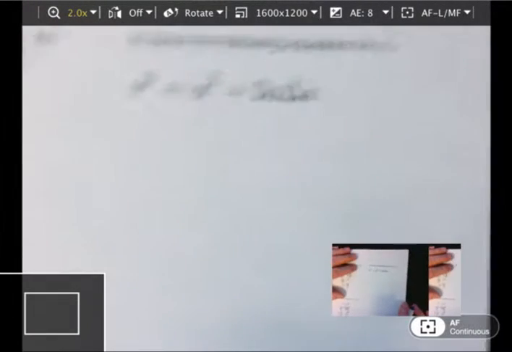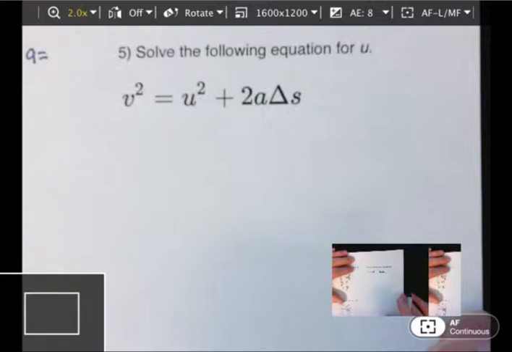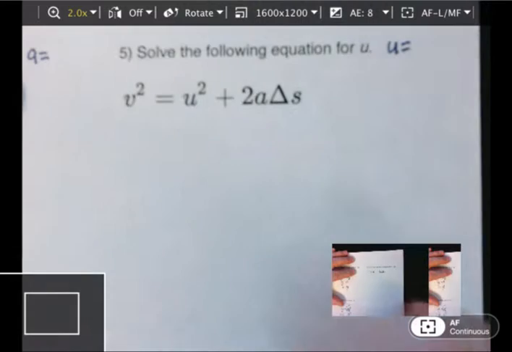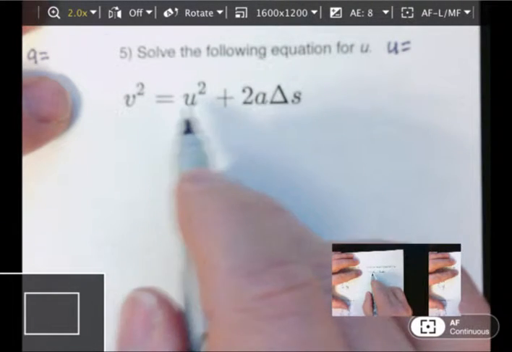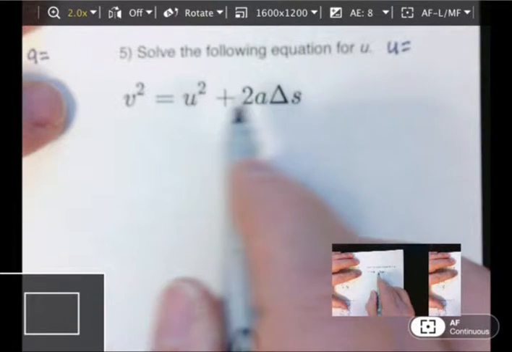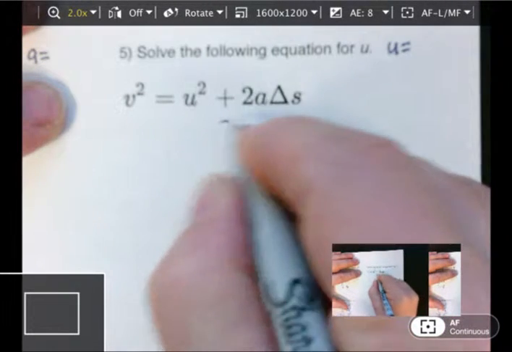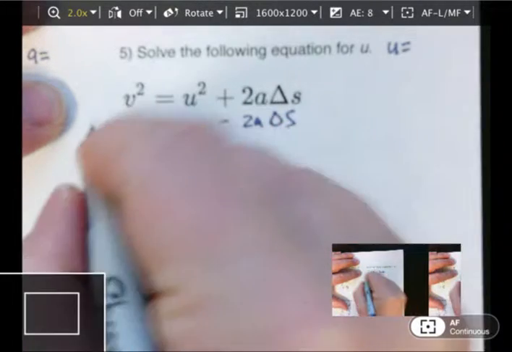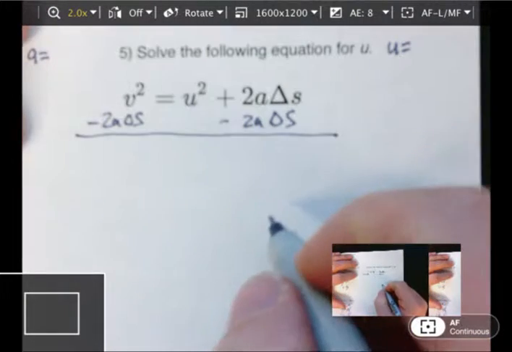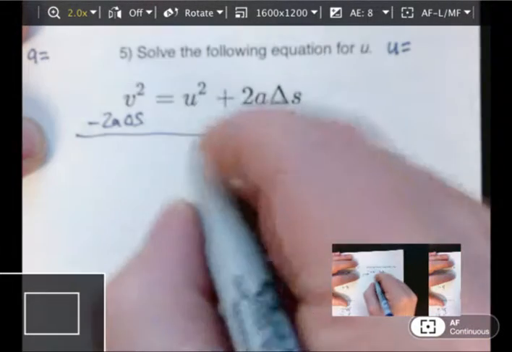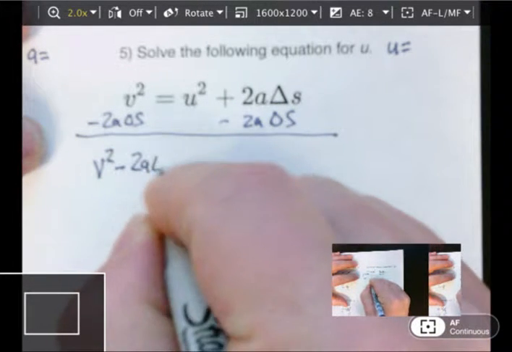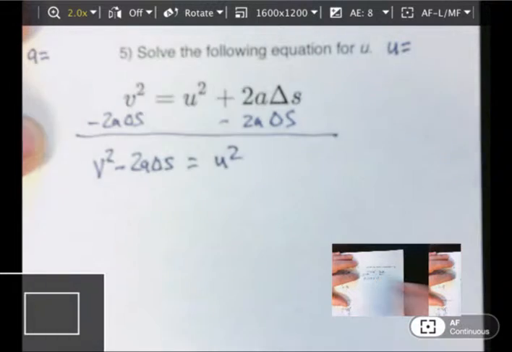Our last formula is the most complicated. And we're now looking for an expression for u equals. Well, now in this equation, we have two things being added on this side. So to get u by itself, since this is being added, we need to subtract. So we subtract 2a delta s from both sides. And that then leaves us with v squared minus 2a delta s equals u squared.